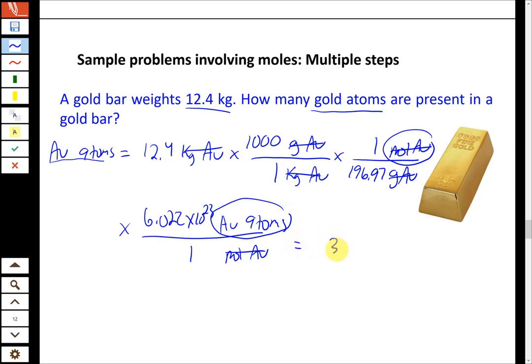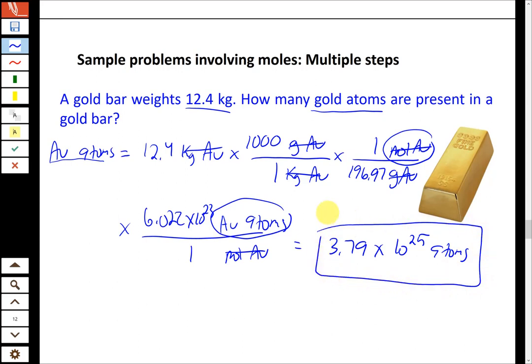Okay, so that's going to be 3.79 times 10 to the 25th. So again, we're talking about the number of atoms in a sample. Usually that's going to be a really large number, especially for something like a big gold brick, and that's the number that we would get. All right, so any questions on that one?